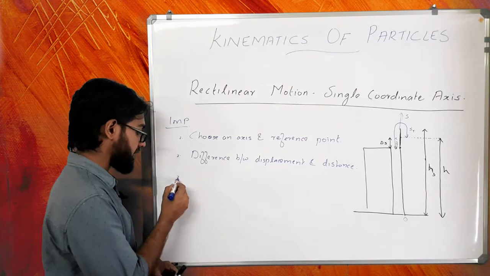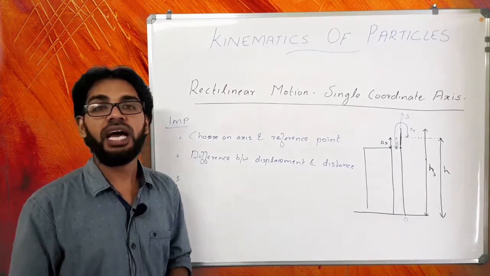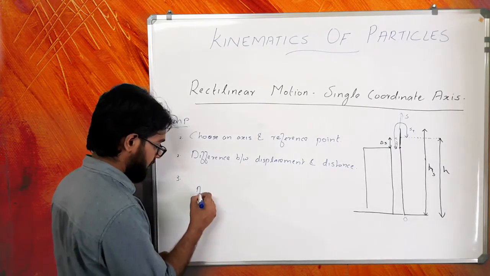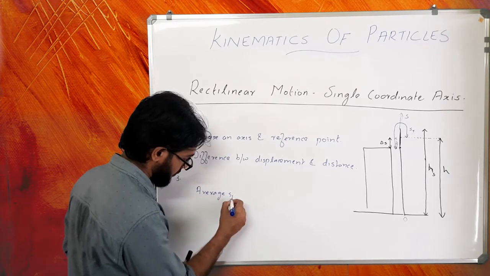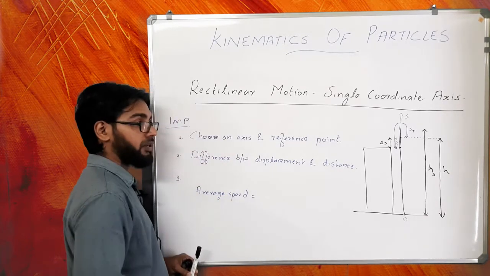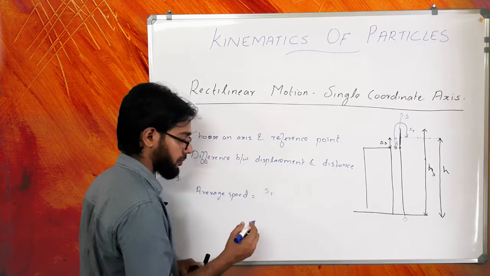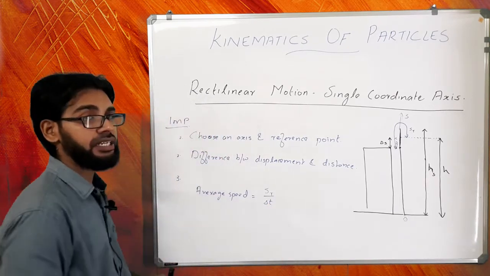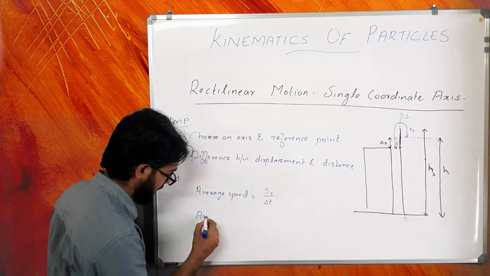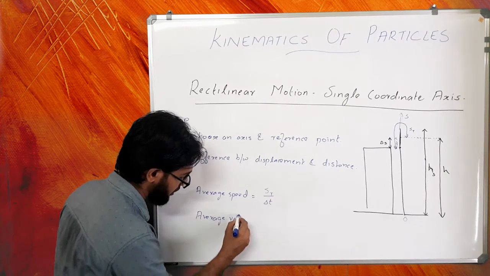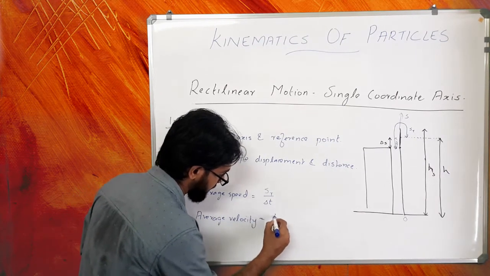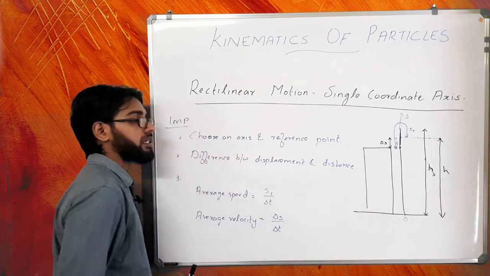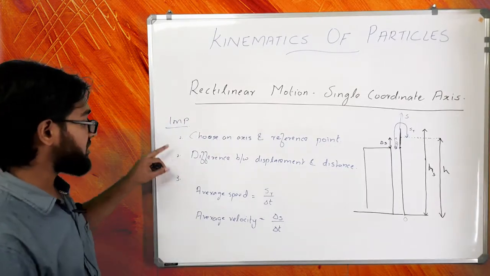And the third thing is that there is a difference between average speed and average velocity. Average speed will be given as the distance travelled by the time interval delta t. However, average velocity will be the displacement divided by the time interval. So these are the three facts.